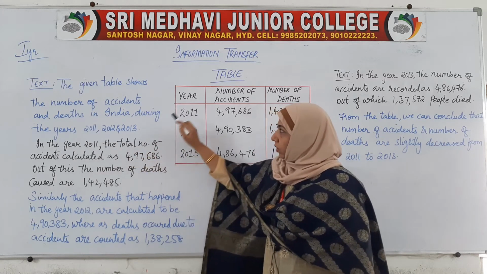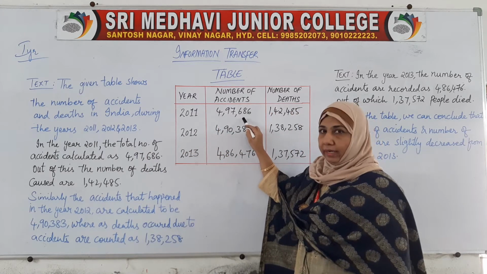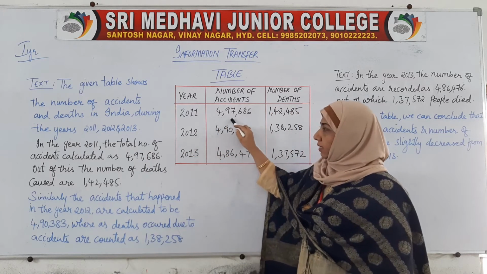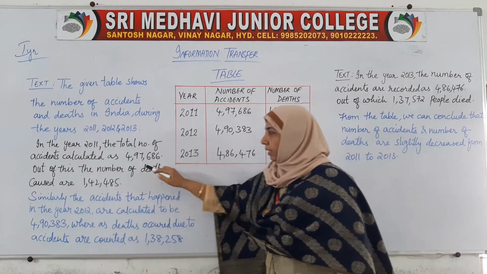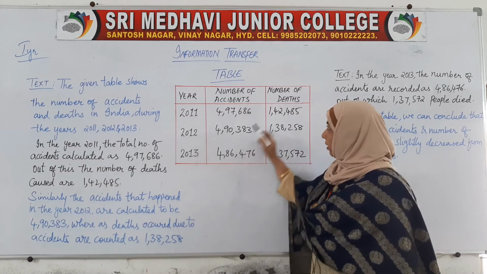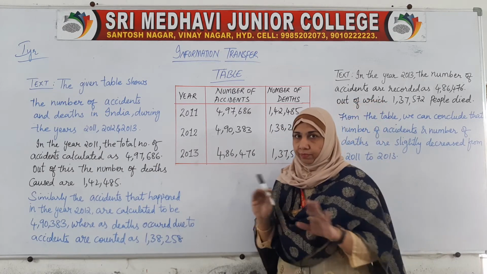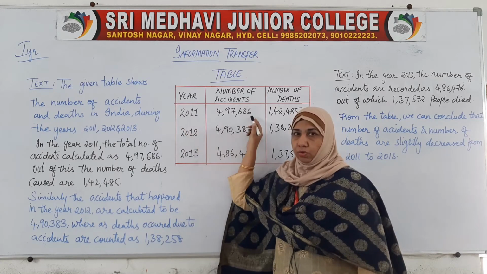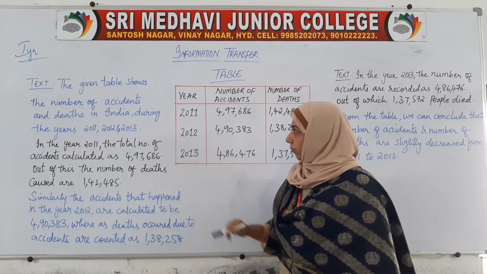In the year 2011, the total number of accidents calculated was 4,97,686. Out of this, the number of deaths caused was 1,42,485. End of first row. Now move on to the second row.